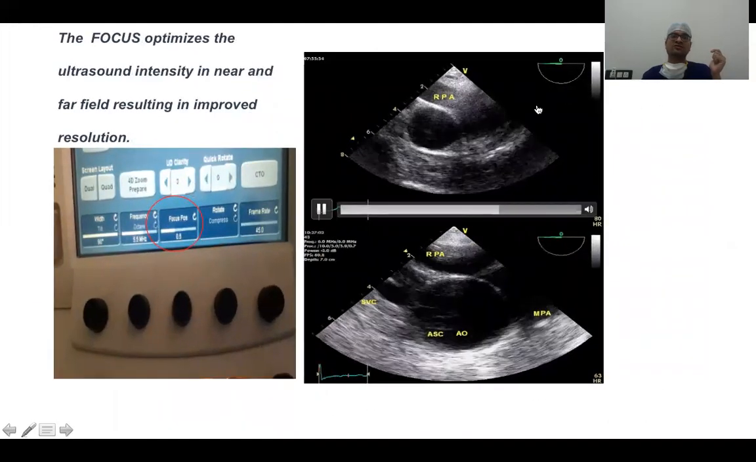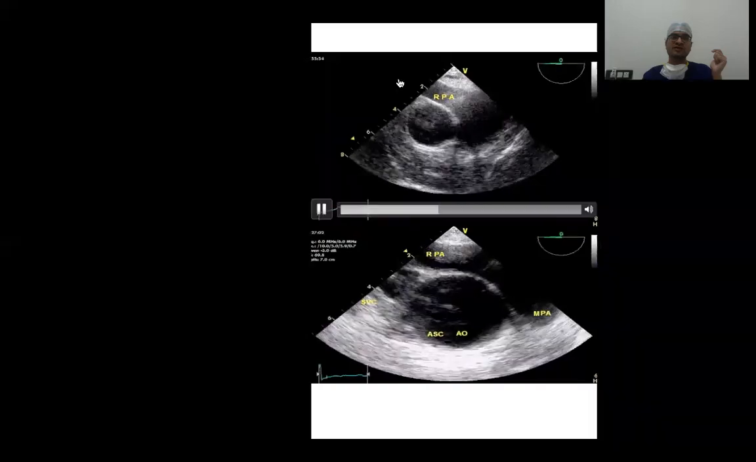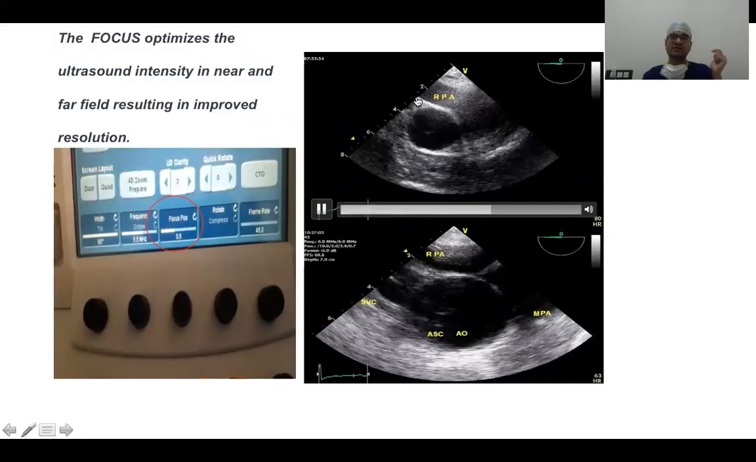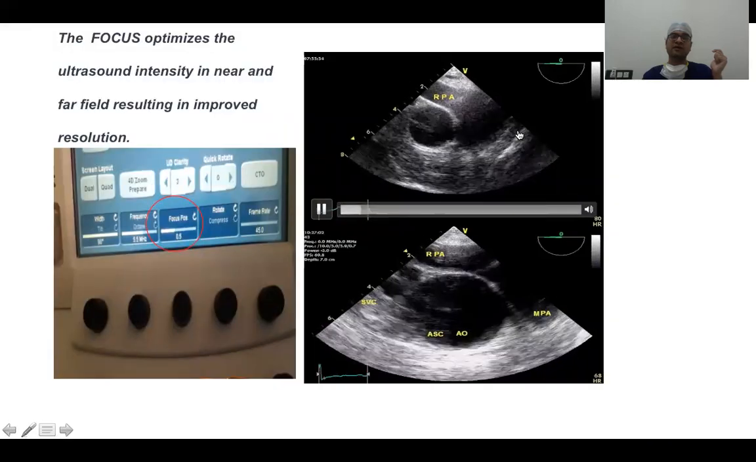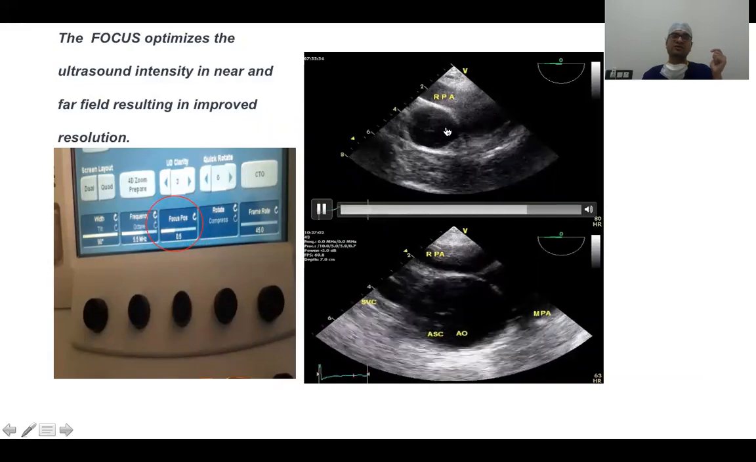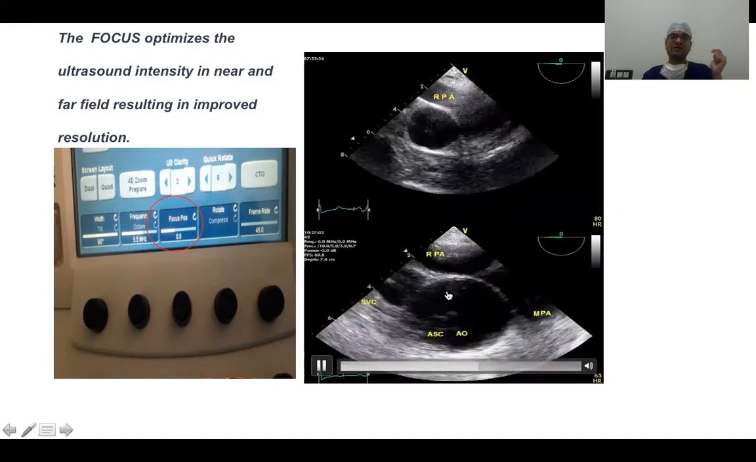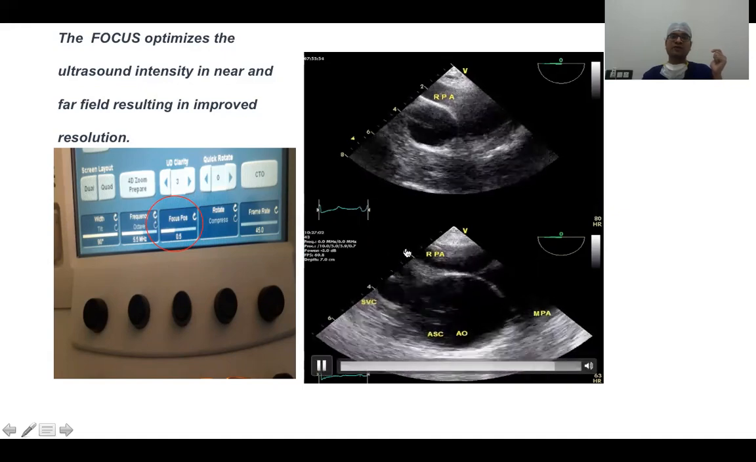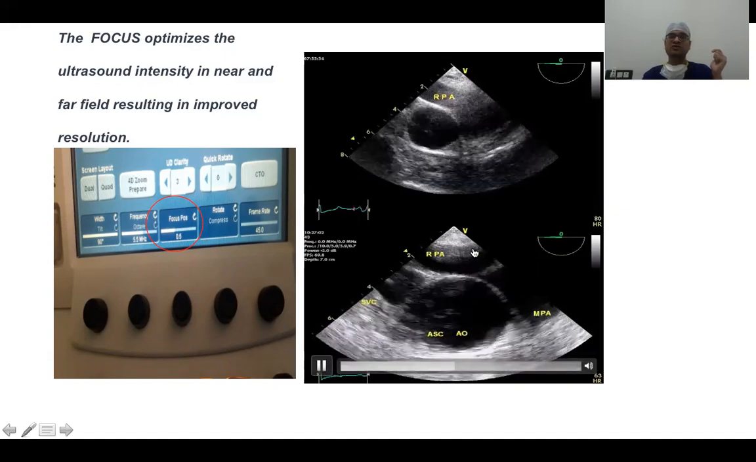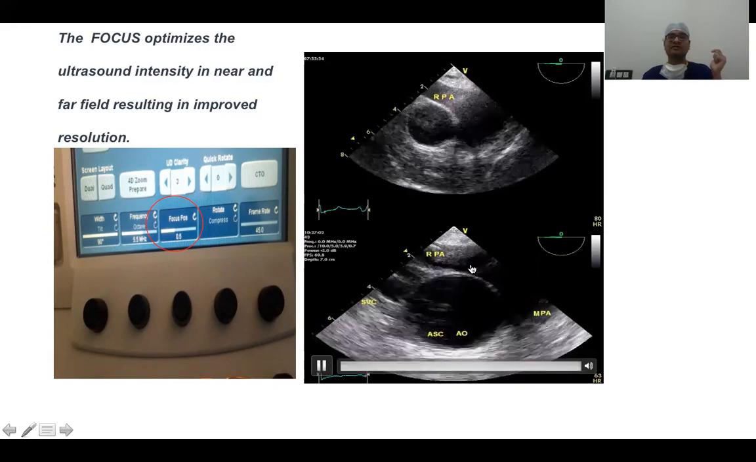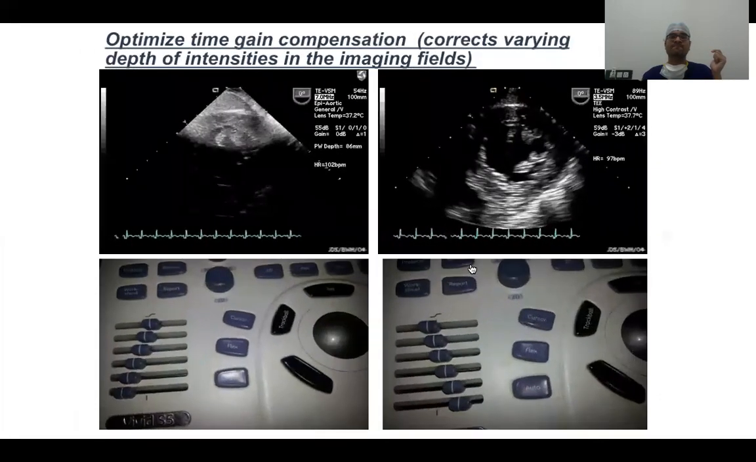Next is focus. So focus point needs to be adjusted towards whichever our area of interest. Here the resolution is optimized. See here the focus point is here. When we want to see this area, the focus point has to be here, so that the resolution here is maximized and we get better picture quality.